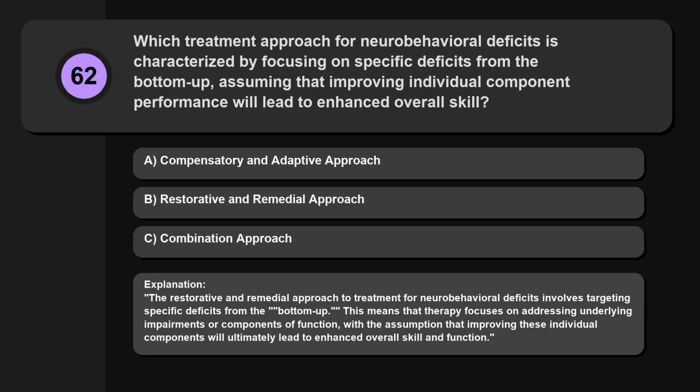The restorative and remedial approach to treatment for neurobehavioral deficits involves targeting specific deficits from the bottom up. This means that therapy focuses on addressing underlying impairments or components of function, with the assumption that improving these individual components will ultimately lead to enhanced overall skill and function.